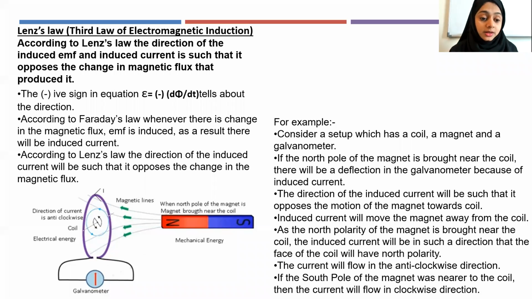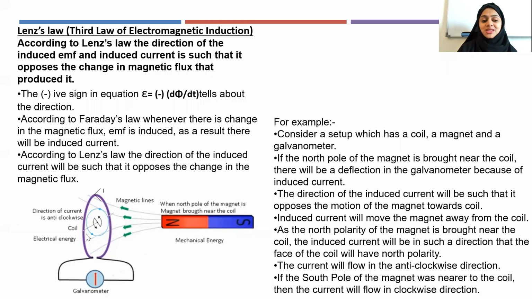Teacher, can you repeat that part? Fleming's right hand rule. Here a bar magnet is coming towards the coil, right? So the coil wants to repel the bar magnet back. How can it repel the bar magnet back? Only if there is a north pole here. How can it produce a north pole here? Only if a current passes in the coil in the anti-clockwise direction.